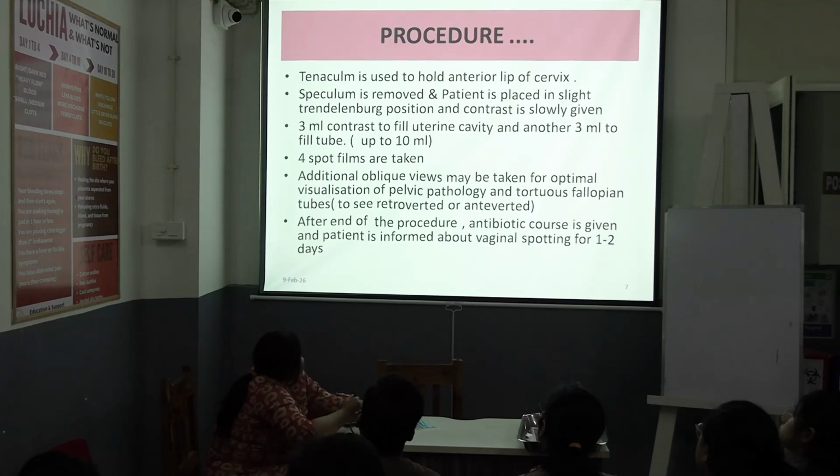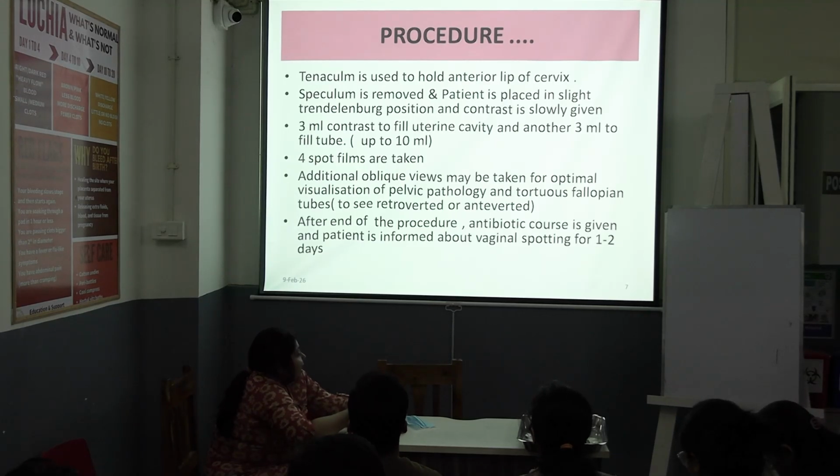3 ml of contrast is used to fill the uterine cavity, and another 3 ml is to fill the tubes, up to 10 ml, and 4 spot films are taken. Additional films can be taken if you cannot see the bilateral spillage or if there is any doubt whether the dye has spilled out or not.